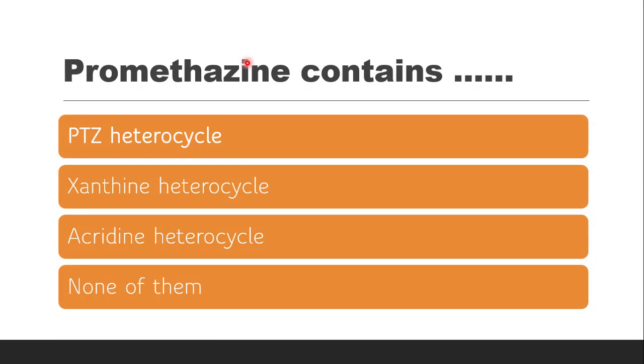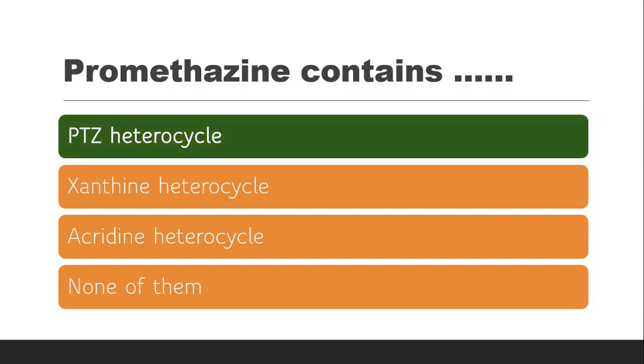Next question is, promethazine contains which of these heterocycles? Whether promethazine contains PTZ heterocycle, xanthine heterocycle, acridine heterocycle, or none of them. The correct answer is PTZ heterocycle, that is phenothiazine heterocycle.